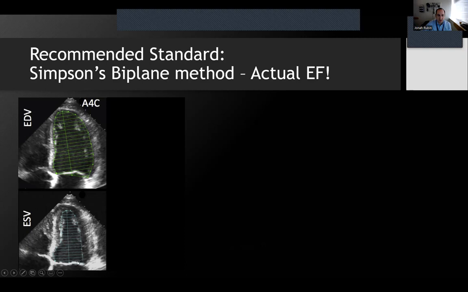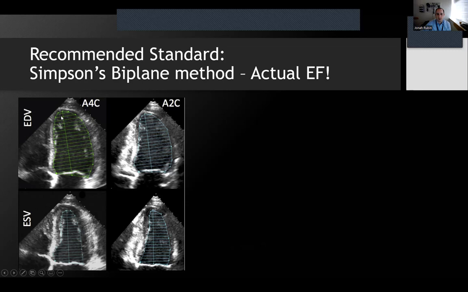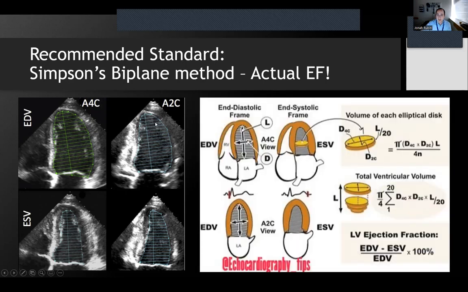And so this would be enough to get you fractional area change. But what we do in the Simpson's biplane method is you rotate the probe 90 degrees and you go into your apical two chamber view. And what you're doing here is sort of coring the apple at the other dimension. So this is, let's say, north to south. Now you're getting east to west. And so by getting that at a 90 degree angle and doing this again, then at each level, the machine is able to create some fake discs that look something like this.